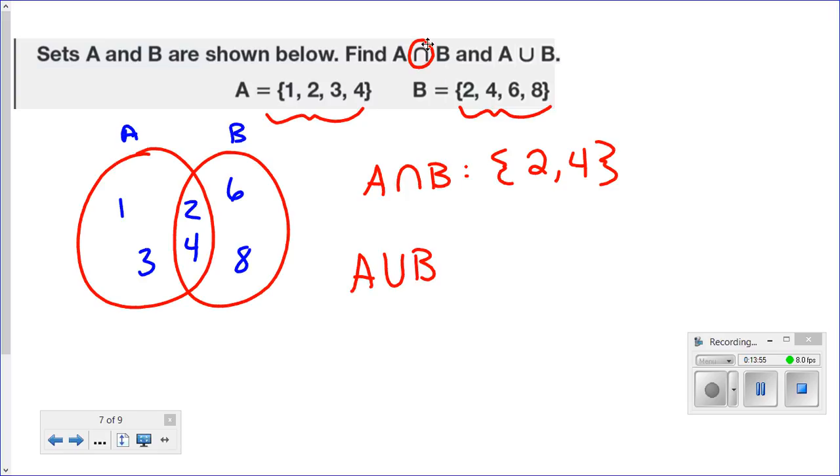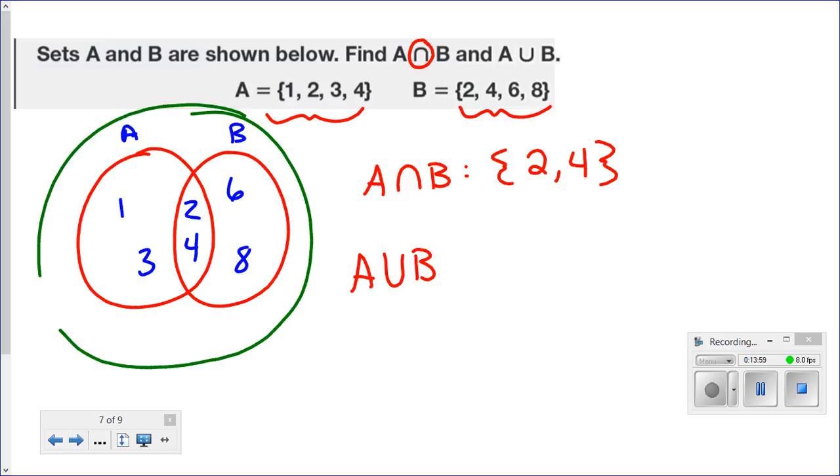Okay, remember A union B is when we take and combine everything. So if we want to write this, okay, as elements of a set, we are going to include all of them. So we're going to just go in order. 1, 2, 3, 4, 6, 8. Keep in mind they don't continue on forever, so this is the end of your A union B.